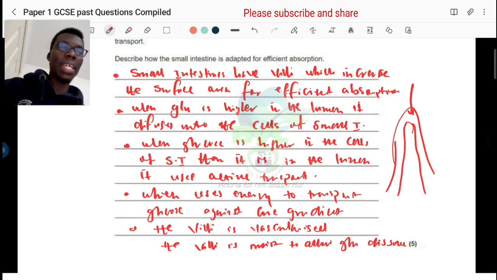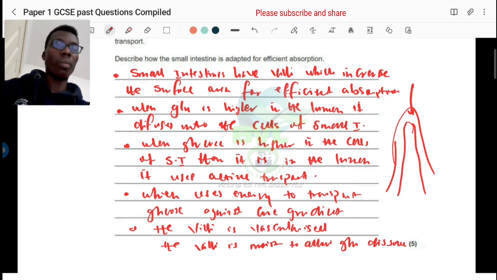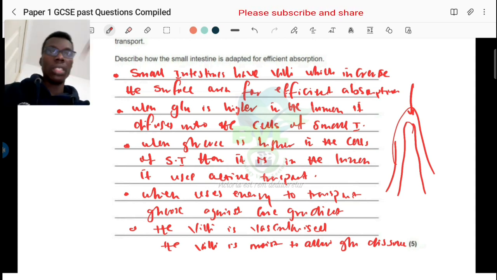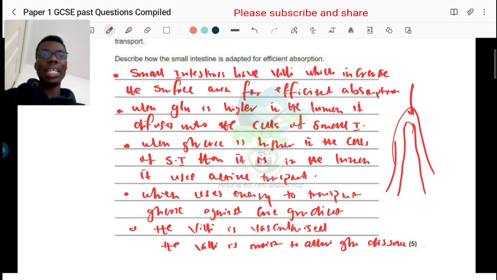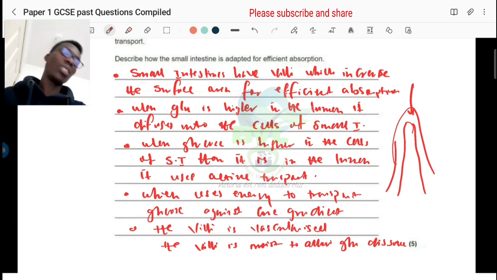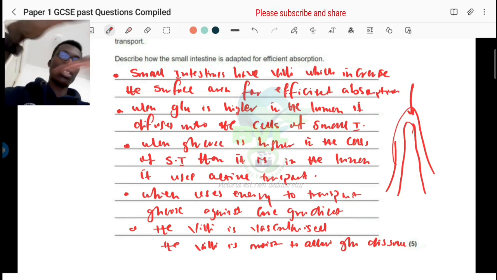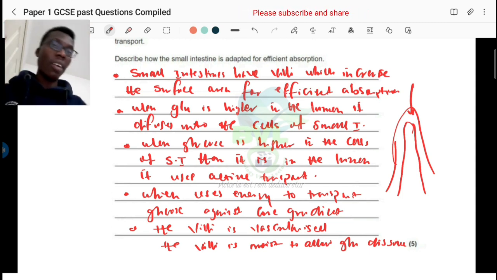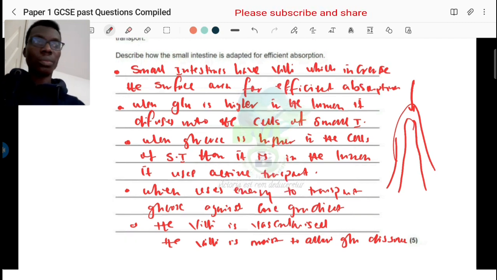You can say when glucose is higher in the lumen, diffusion is used. There's a way you can break that down, like what I've written here. You can still break it down in a simpler way, breaking some of the points into two to get 5 marks as it were. But I think this is okay. All right.